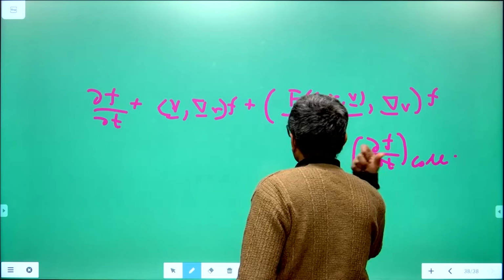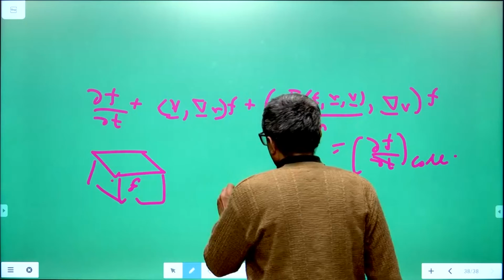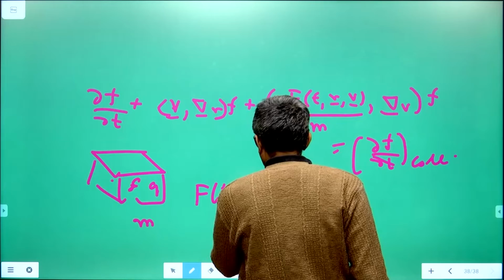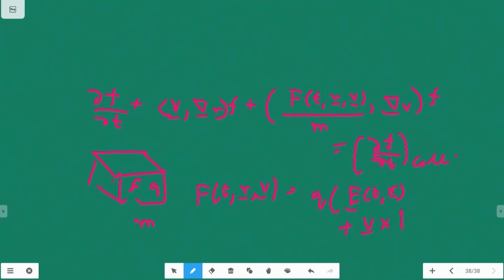In the case of a cavity resonator, you have a plasma filling this volume, and let us say the charge of each particle in the plasma is q, and the mass of each charged particle is m within the plasma. So, what is F of t, r, v? It is the force exerted on each particle of the plasma by the electromagnetic field. It is given by the Lorentz force expression: q times E of t, r plus v cross B of t, r, is the expression for the force exerted on a charged particle by the electromagnetic field within the resonator cavity.